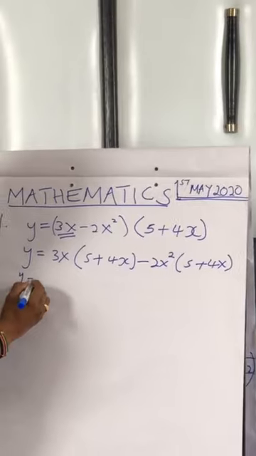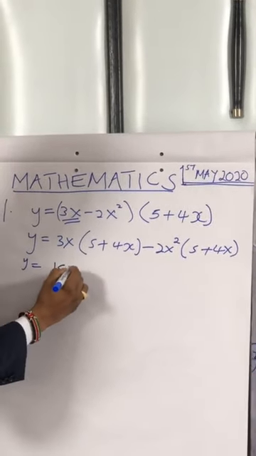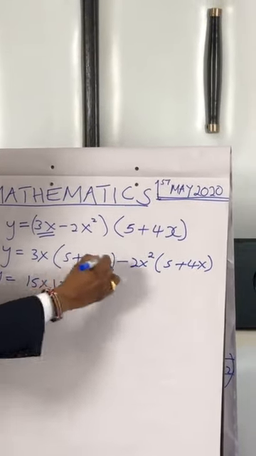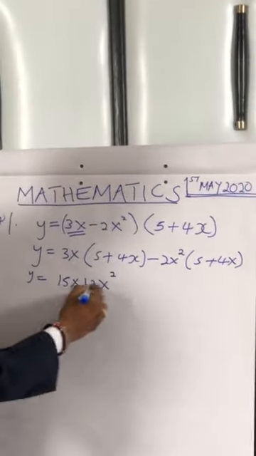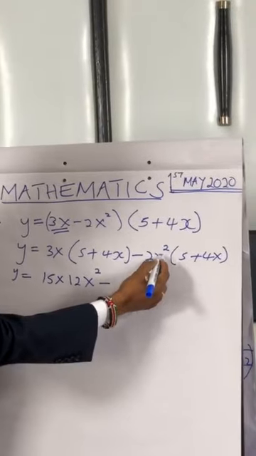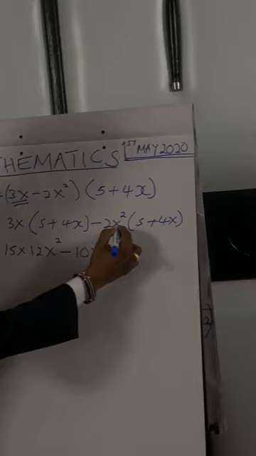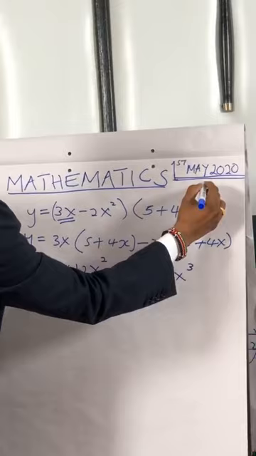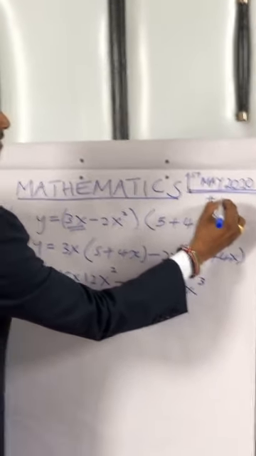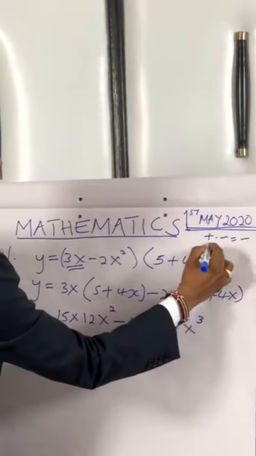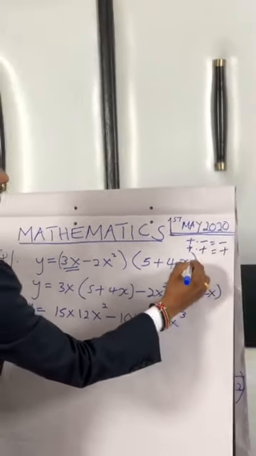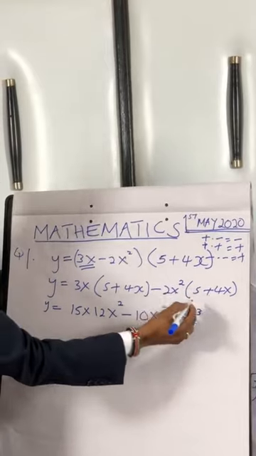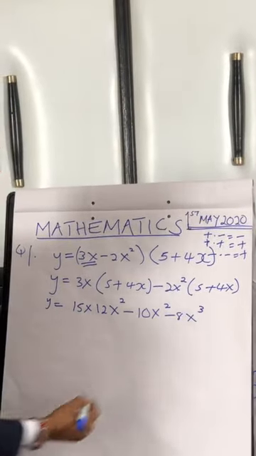Then we expand it. y is equal to 3x times 5 is 15x. 3x times 4x, we get 12x squared. Then minus 2x squared times 5, minus 10x squared. Then minus 2x squared times 4x. Now there's a fundamental rule that you'll just note. When you have positive multiplied by negative, you get negative. Positive multiplied by positive, you get positive. Then negative multiplied by negative, you get positive. That's why when we have minus 2x squared times plus 4x, you get minus 8x cubed.